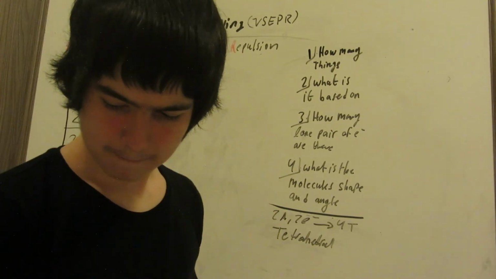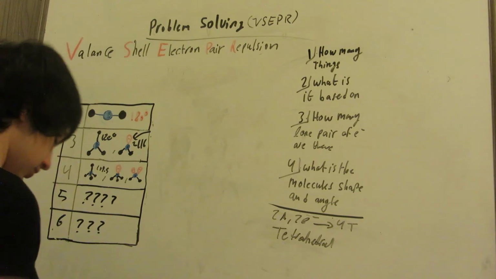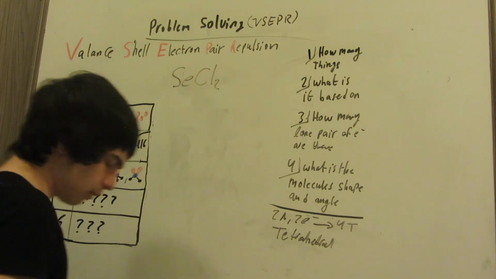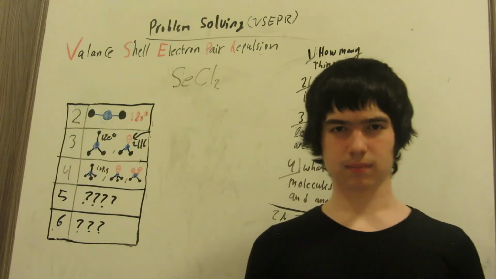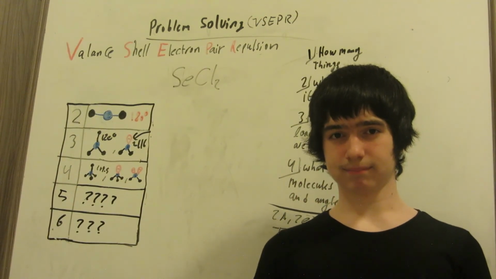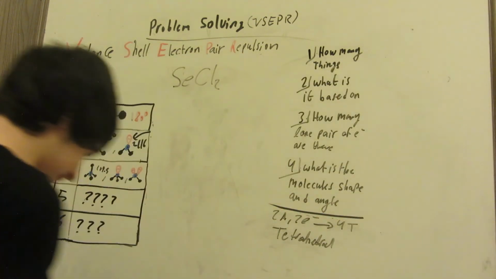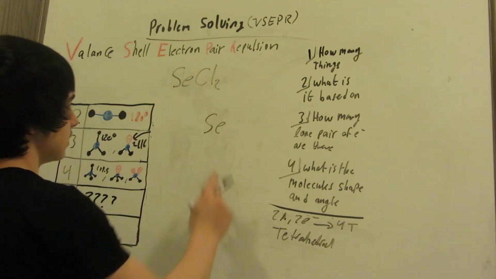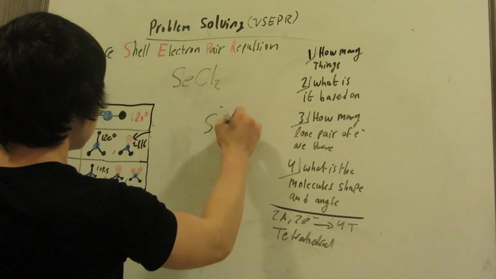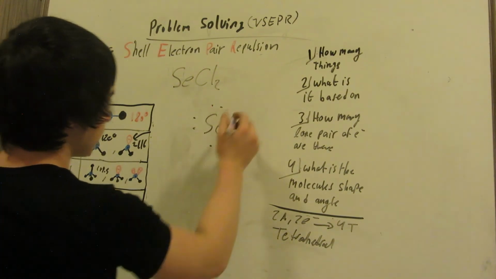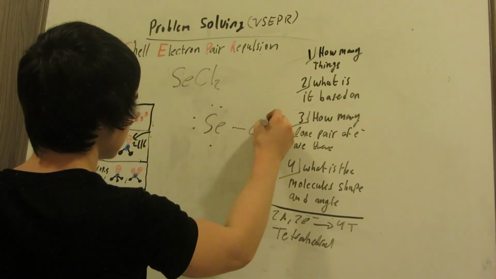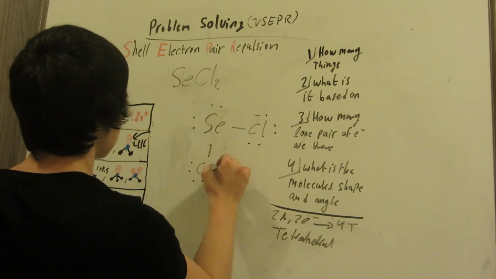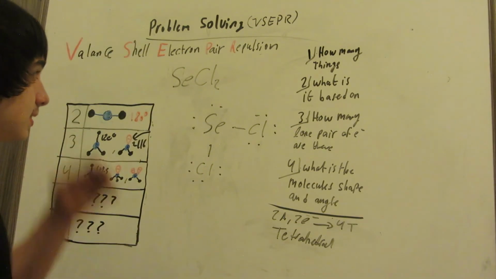selenium chloride. SeCl2. Now I would like you just to try to solve it on your own. Are you ready? Go. Alright. So first things first, we draw the Lewis structure. Selenium. So it's going to be 1, 2, 4, 1, 2. Chlorine. We're going to have one single bond. And we can start now counting how many things we have.